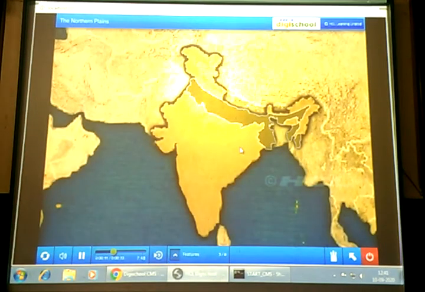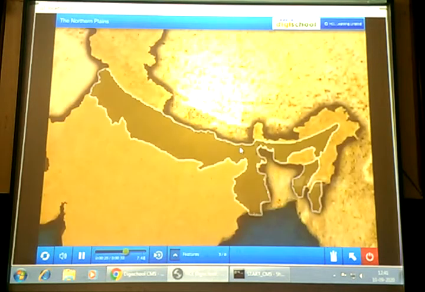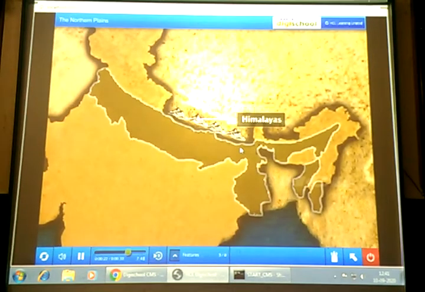The northern plain covers an area of over 7 lakh square kilometers. It is bound by the Himalayas in the north and the Vindhyas in the south.